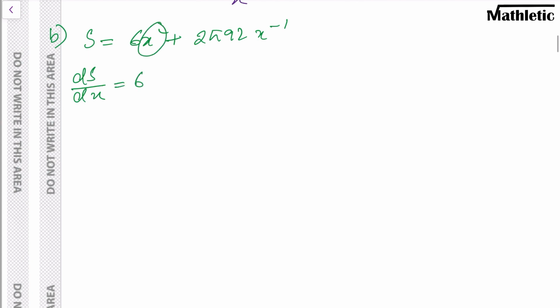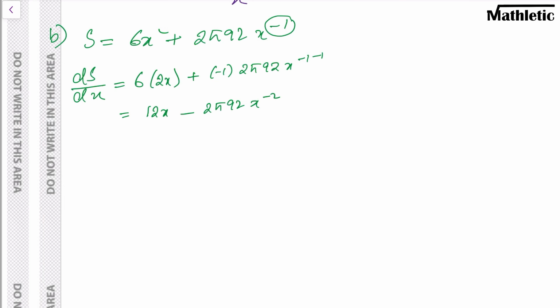So differentiation of x square is what? 2 x to the power 2 minus 1, right? Which is just x to the power 1. Similarly, this minus 1 will be here, and minus 1 minus 1. So we have 12x minus 2592 x to the power minus 2. So that's the expression for ds by dx.